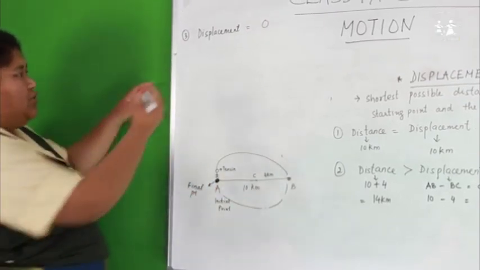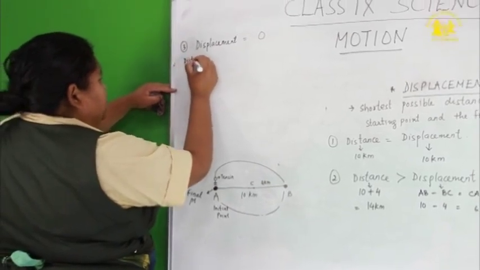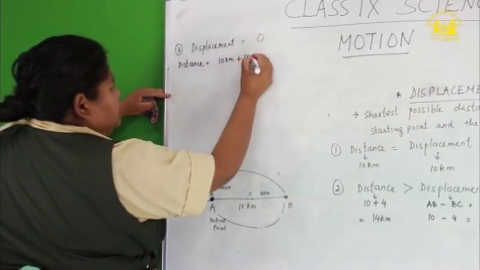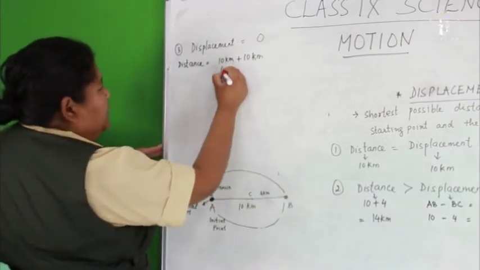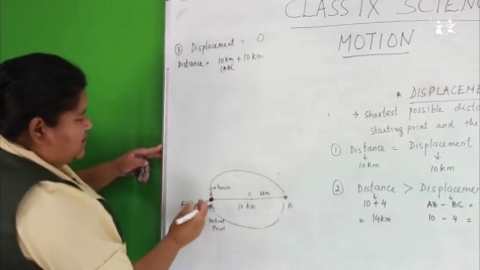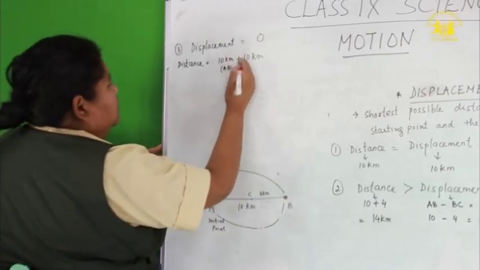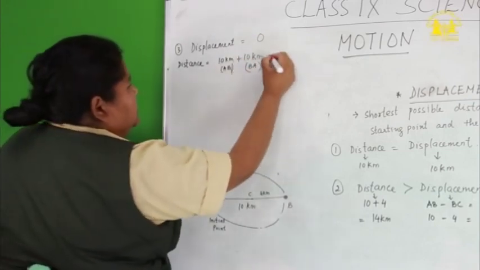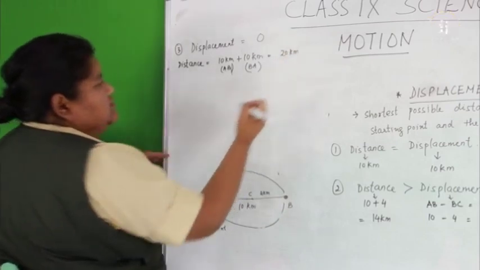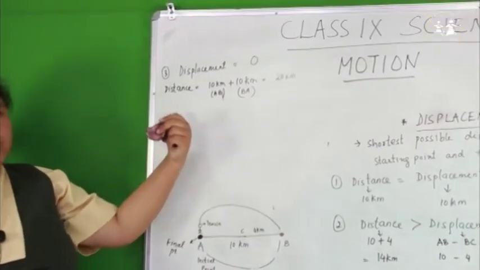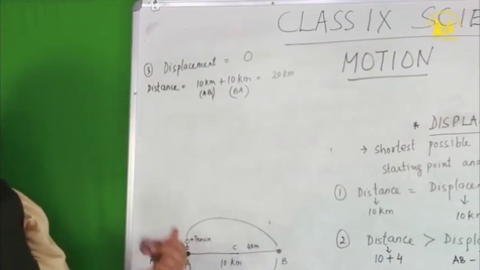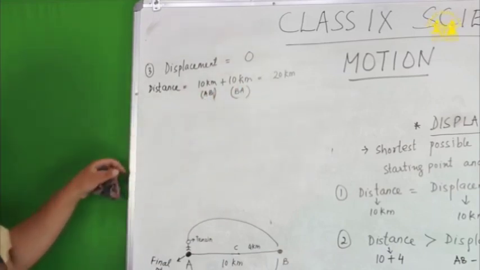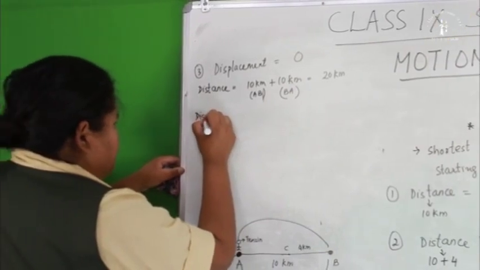Now in this case, what is his distance? In this case, the distance covered by him will be 10 kilometers plus 10 kilometers. From A to B he covered 10 kilometers. Then from B to C, and from B to A, again he covered 10 kilometers, right? So in total he covered 20 kilometers. Again, the definition of distance: distance is the total path length covered by the moving object. The total length covered is 20 kilometers. That becomes his distance. Now what will be his displacement in this case?